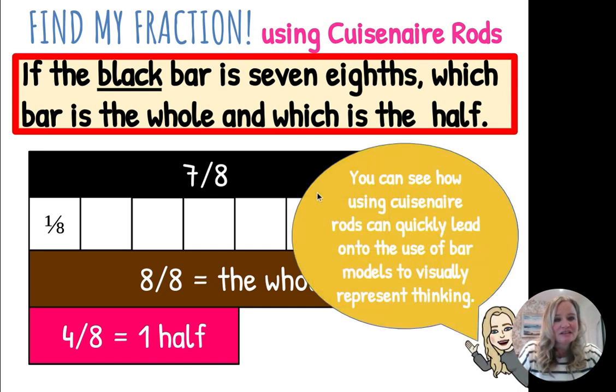You can see how using the Cuisenaire rods can quickly lead on to the use of bar models to visually represent thinking. And we can also see how the use of those Cuisenaire rods and the bar model can really clearly show that relationship between 4/8 and 1/2. They can think about it in terms of simplifying a fraction or looking at an equivalent fraction.